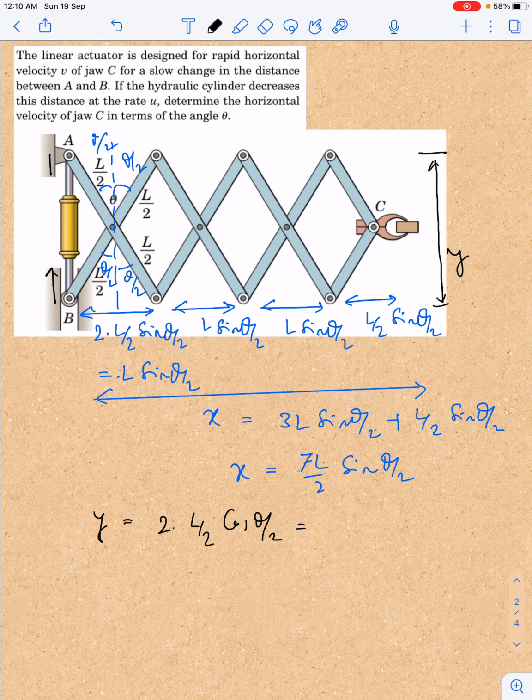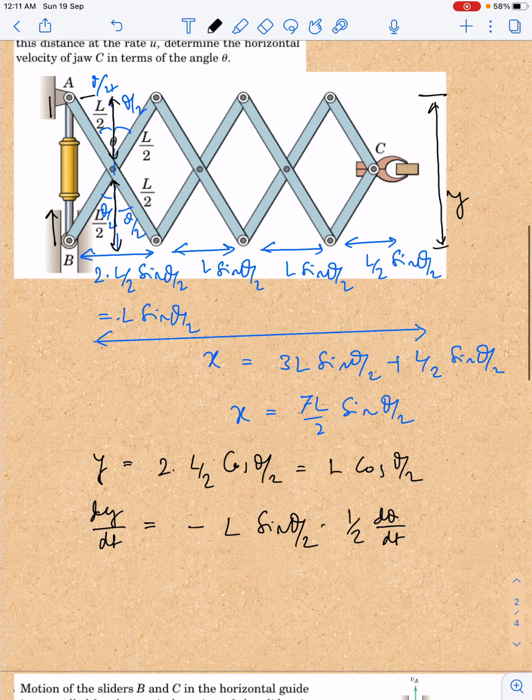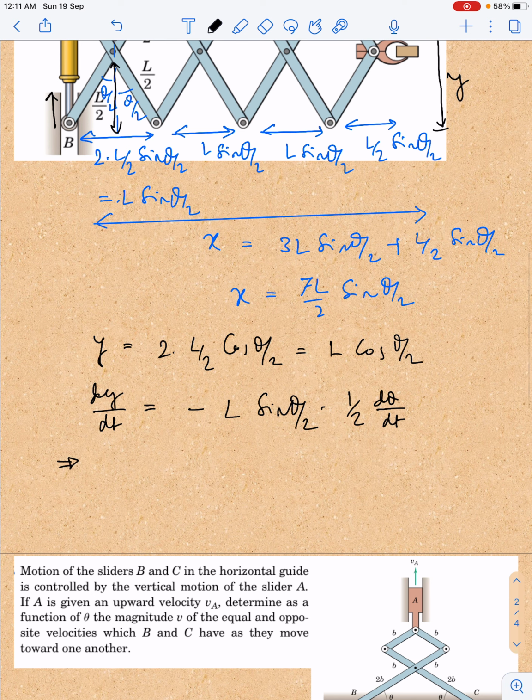Right? If you can see, this value is L by 2 cos theta by 2. This is also L by 2 cos theta by 2. So total y becomes 2 into L by 2 cos theta by 2, so that is L cos of theta by 2. So if I differentiate this, dy dt will come to be minus L sine theta by 2 into half of d theta dt.